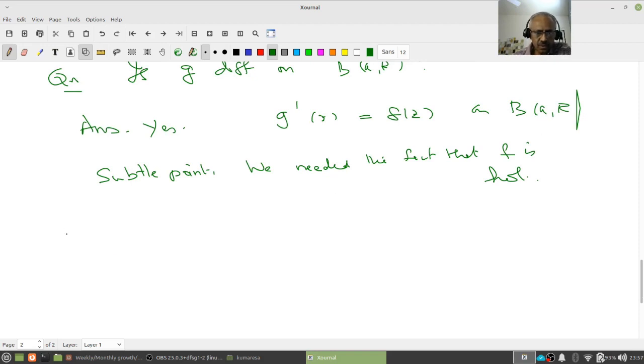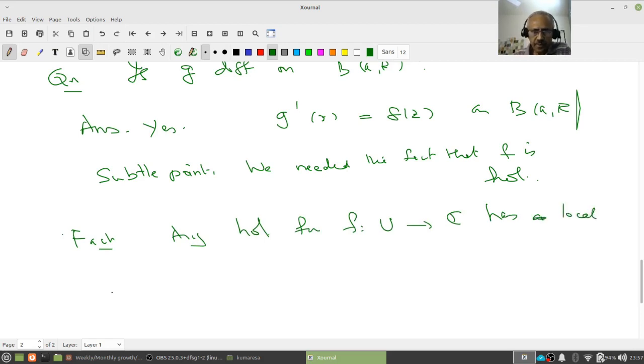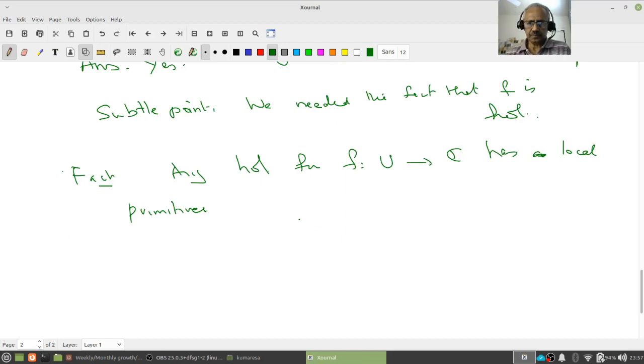So we have proved, meaning, we have now found a fact. What is the fact? Any holomorphic function f from U to C admits local primitives. Okay, good. That's clear. All right. Now the next thing comes.